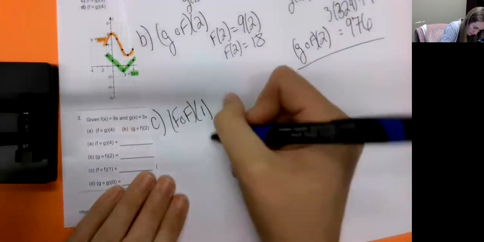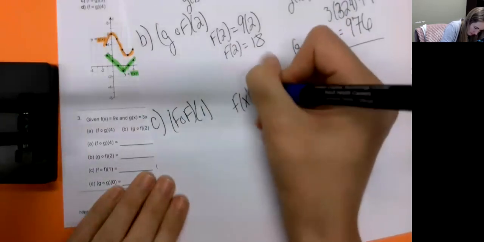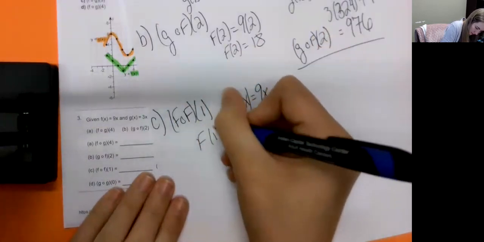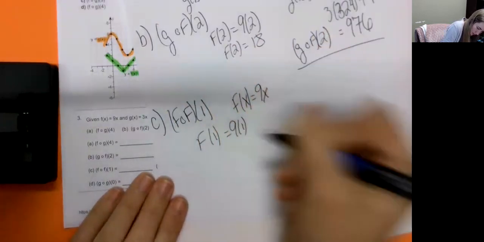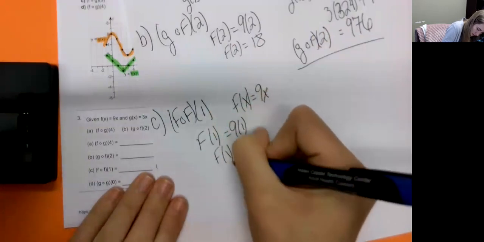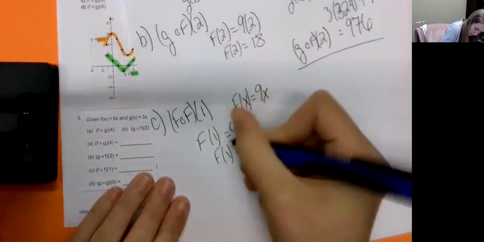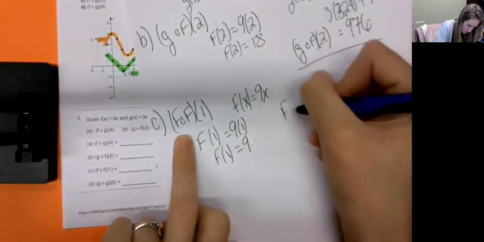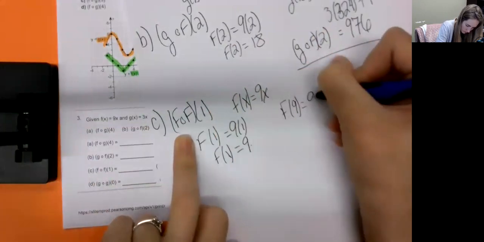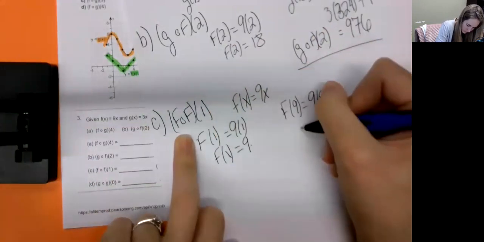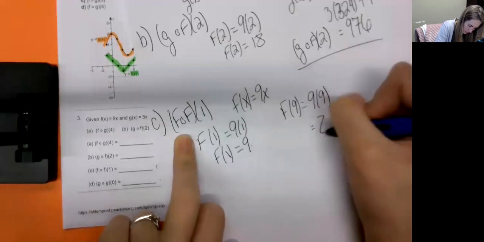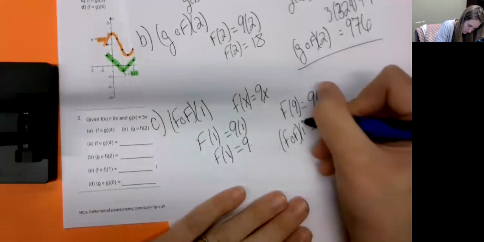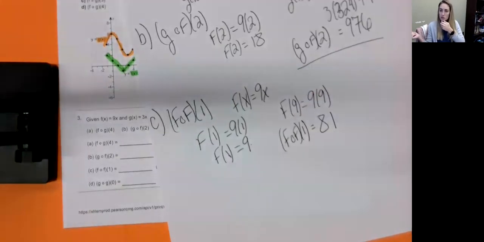So we're just going to use our f function, which is f of x equals 9x. First we'd have f of 1 equals 9 times 1. Then we're going to substitute this into the other f function, so remember that. So now we have f of 9 equals 9 times 9, which is going to equal 81. This is what f of f of 1 equals.